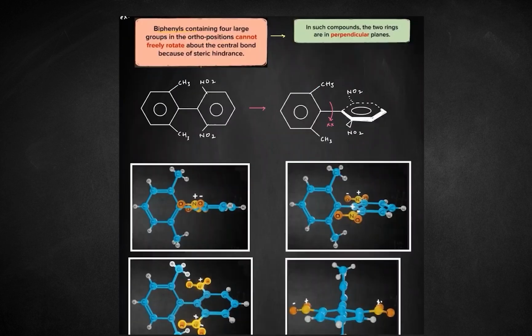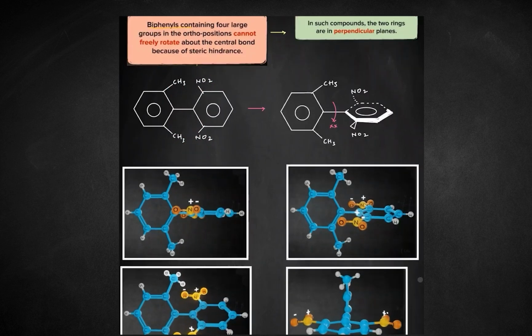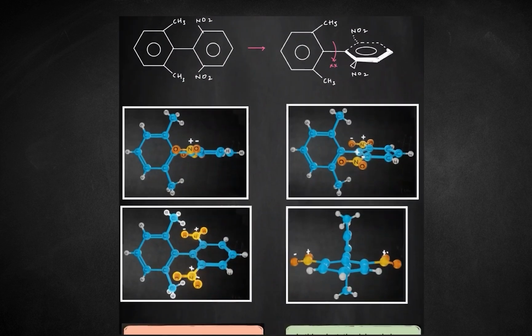Clear? Now look here, this is the biphenyl. Now we have replaced the hydrogens with 4 bulky groups, that is CH3, CH3, NO2, NO2. Now this will rotate because there is huge steric hindrance here, and it will exist in this particular form. Now look at the 3D diagram of this molecule. See, the two rings are perpendicular to each other. One CH3 is here, one CH3 is here, one NO2 is on the front side, one NO2 is on the back side. So to reduce the steric hindrance, they are perpendicular to each other.